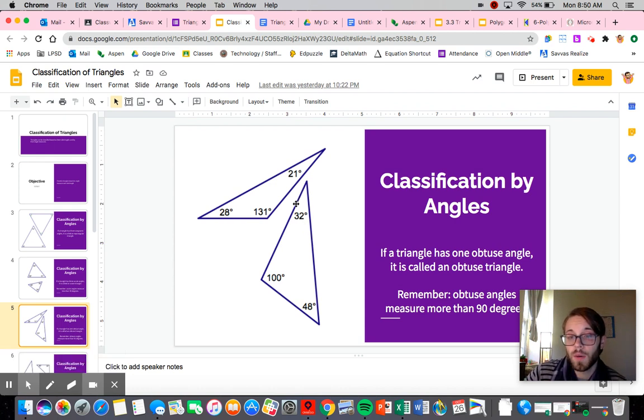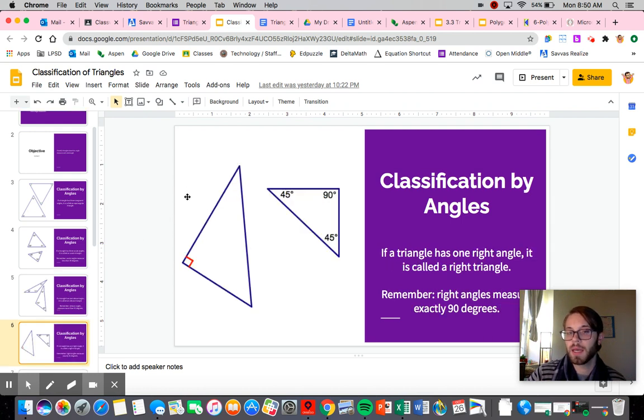Okay, so if you have one angle that is bigger than 90 degrees, it's called an obtuse angle. See here, we have the 100, bigger than 90 degrees, therefore obtuse. 131, bigger than 90, therefore it is obtuse.